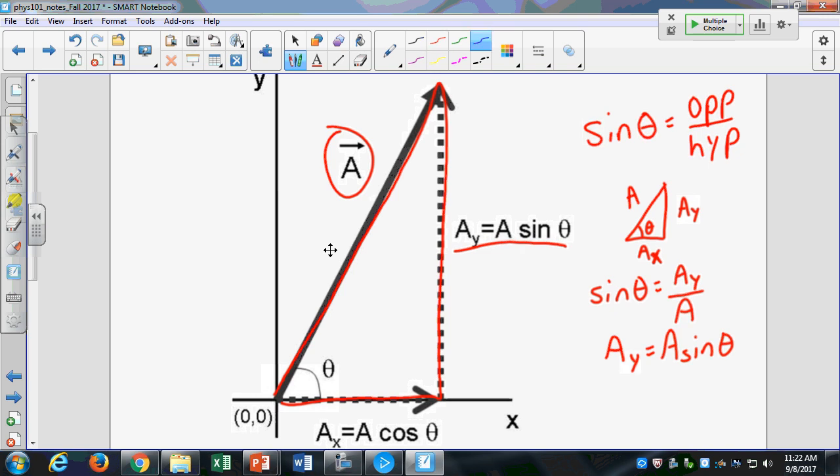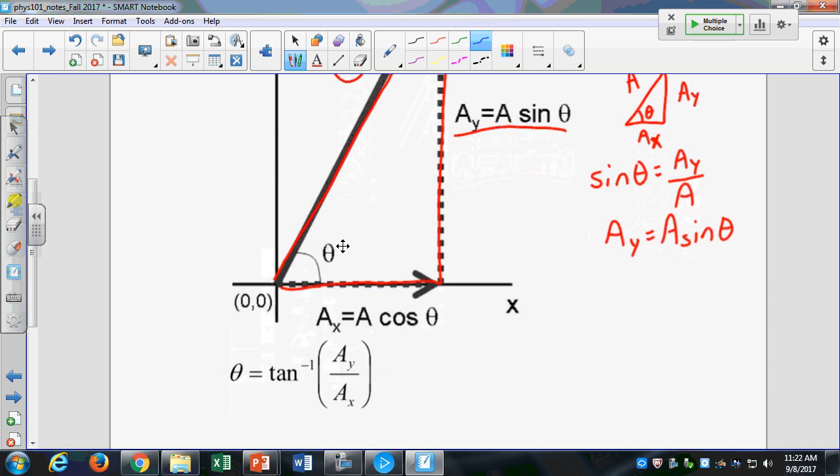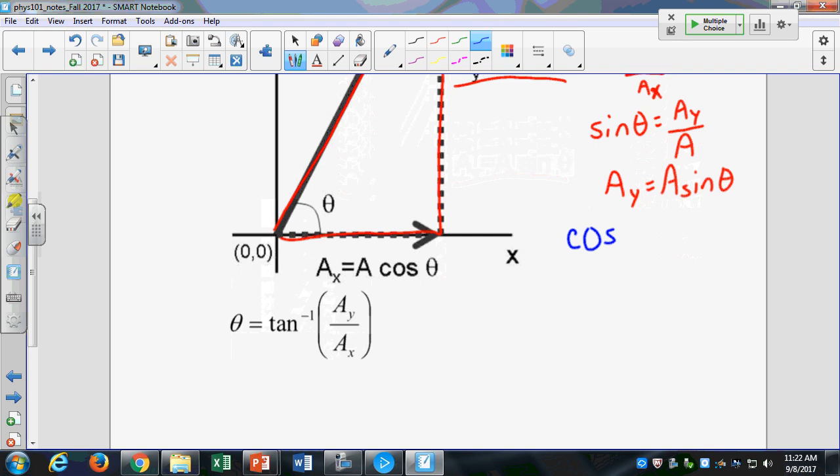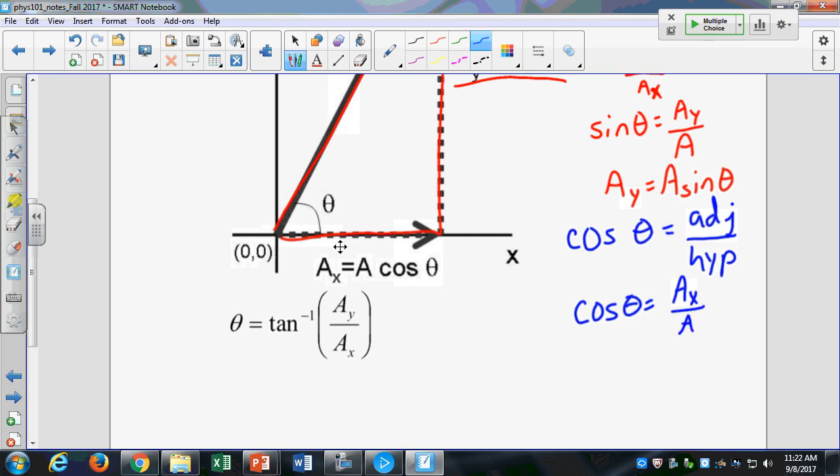And then you can do a similar thing with the cosine of theta. Cosine is adjacent over hypotenuse. And so that's equal to AX over A. And so AX is equal to A cosine theta.